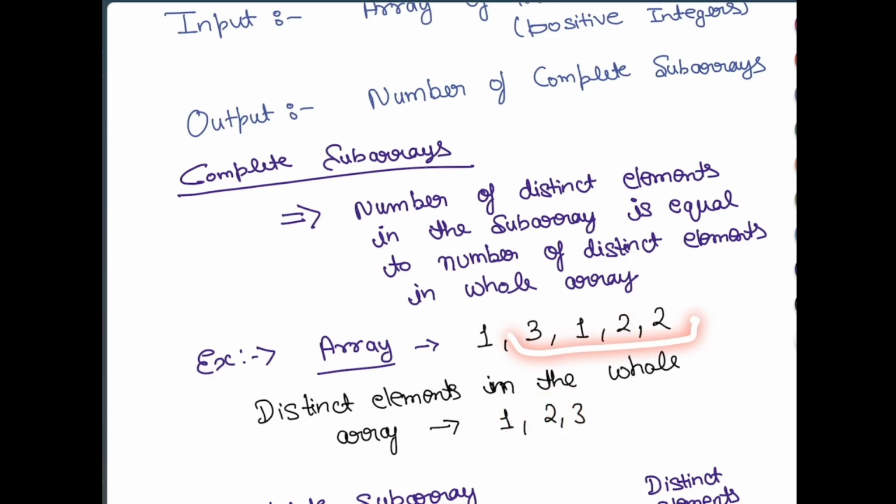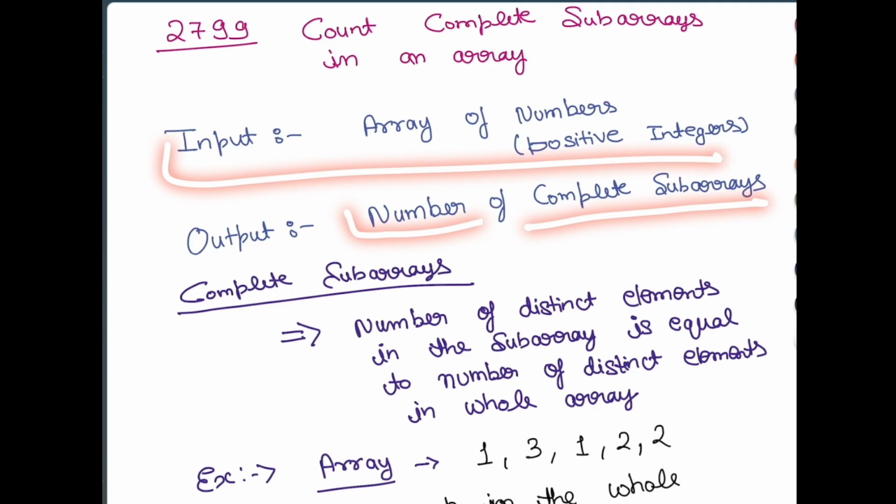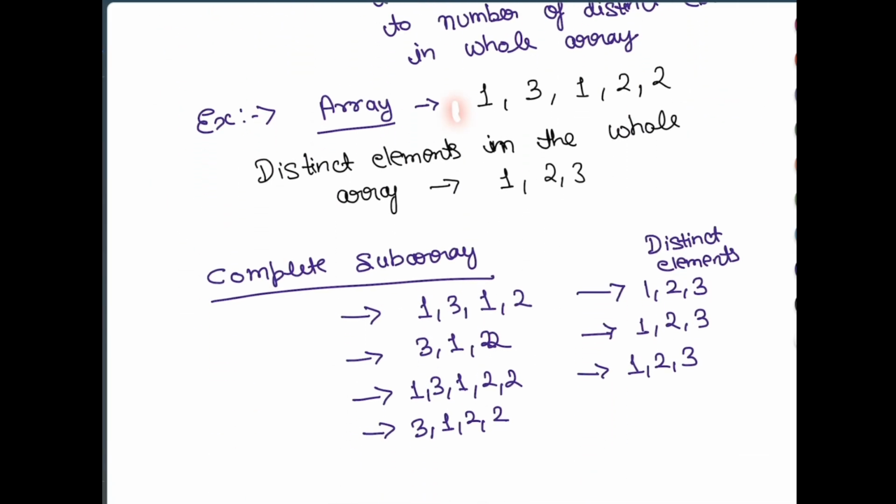This can also be a complete subarray, right? Because the distinct elements are 3, 1 and 2. That's the same in our whole array as well, right? So we just need to find out how many complete subarrays we have in our given input, right? Now for the given input 1, 3, 1, 2, 2, the complete subarrays are 4.